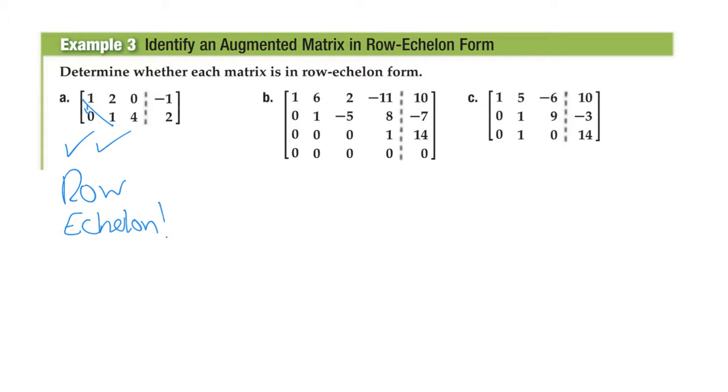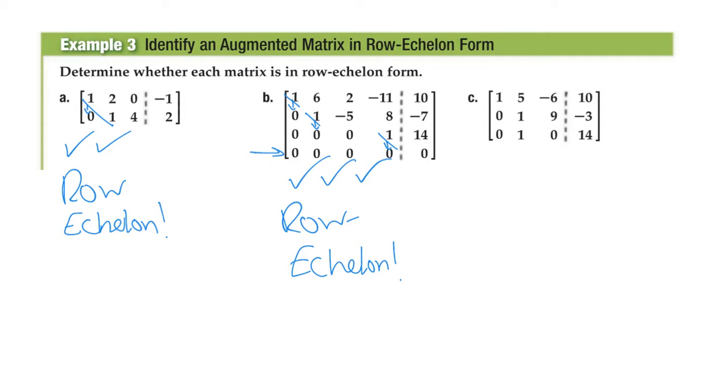Now B, if we look, our leading coefficients, we've got a 1, we've got a 1, and we have a 1. We have an entirely empty row at the bottom, and then below all our leading ones are zeros. So this one has all three pieces and it satisfies them all. It is in row echelon form as well.